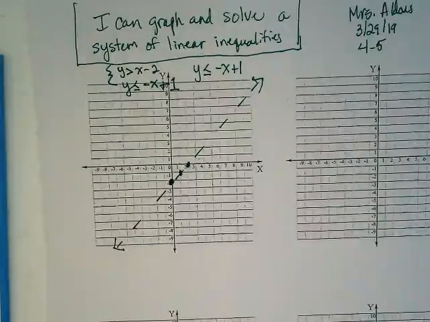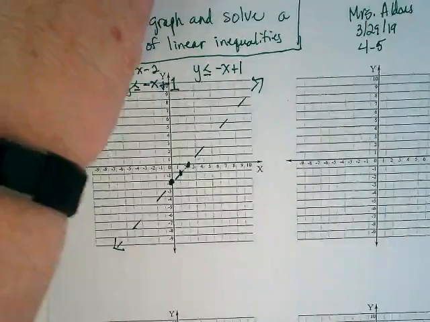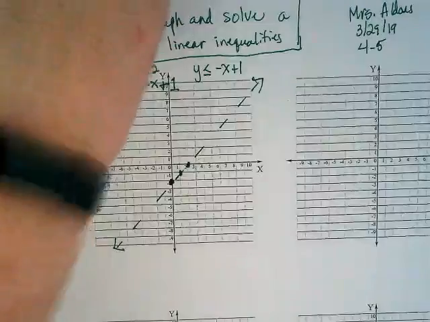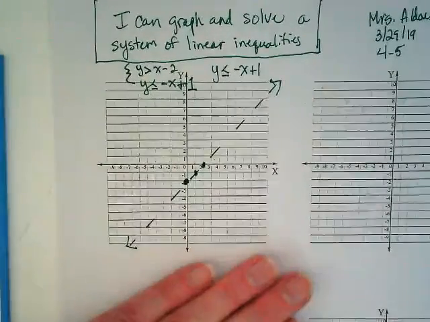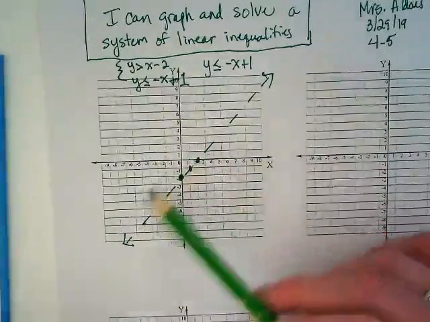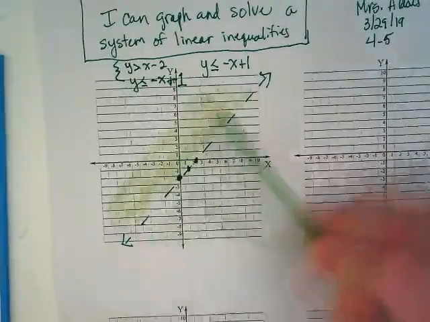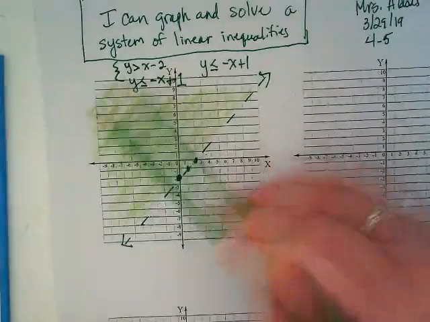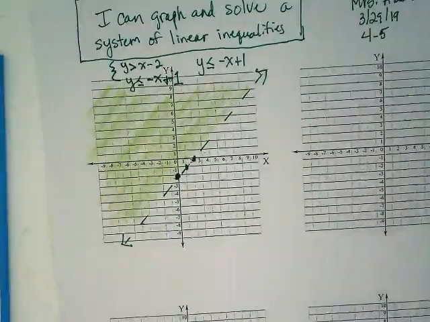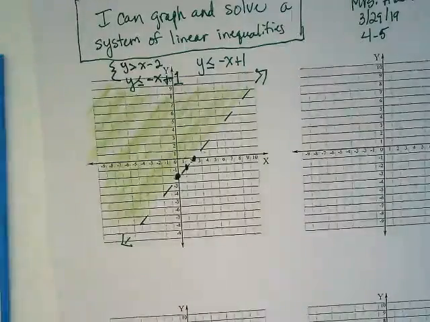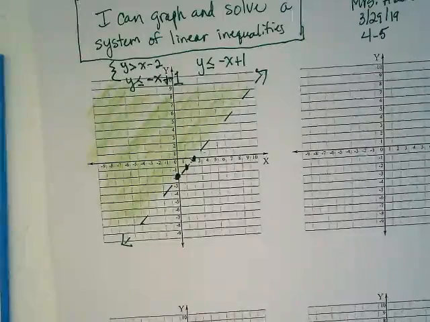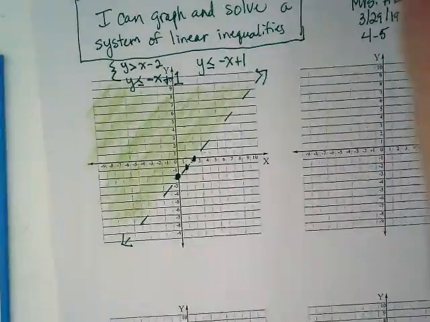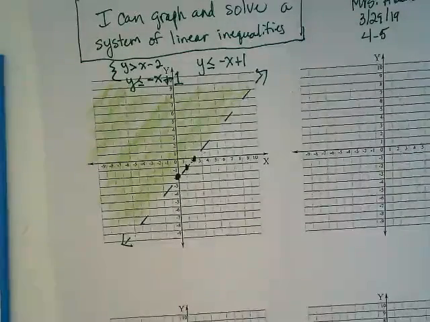Before we graph the second line, we need to also shade this for the area of the greater than. Which part of this is above the line? The left side or the right side? The left side. So we're going to be shading this region up here. Just do a real quick shade in. And then we're going to graph the second line and shade that. That's what makes this a system, when we're looking at where the shading overlaps.